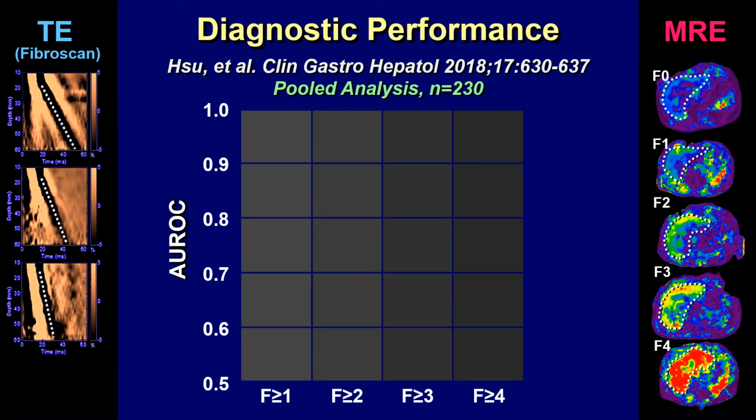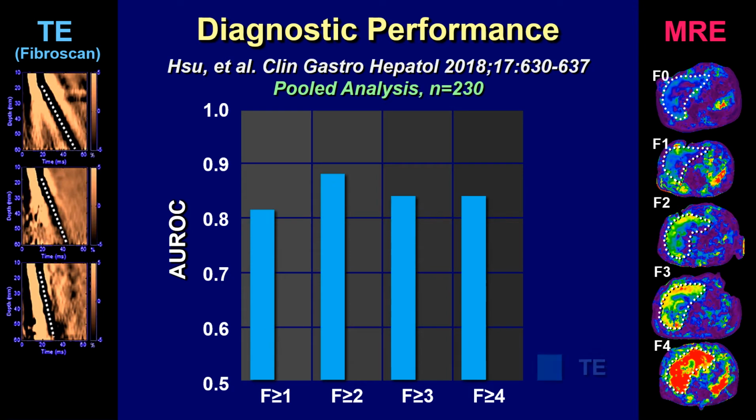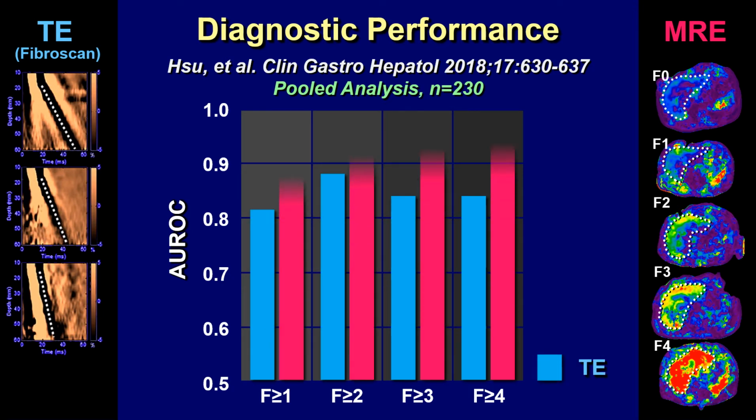Transient ultrasound elastography is widely used to assess liver fibrosis. Many studies have been performed to compare the diagnostic performance of FibroScan and MRE. This study, published in 2018, had a pooled analysis of 230 patients who had both examinations. Here you see the accuracy of FibroScan in blue, and here the performance of MRE in red, considerably better.